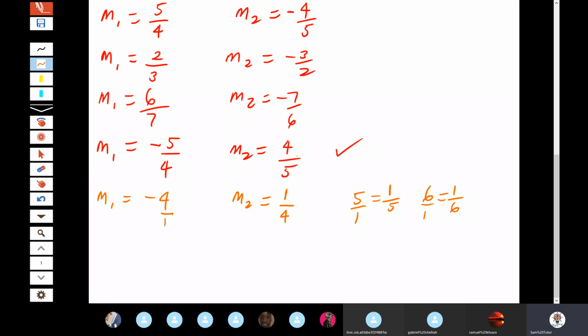Grace, let's try this one. M1 equals -3 on 7. What's your answer, Grace, for your perpendicular? 7 over 3. Yeah, all right, easy. And like I said, let's just do a few more, make sure they're all done. M1, Jamie, 8 on 9. M2 equals?